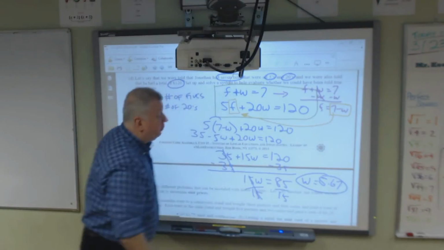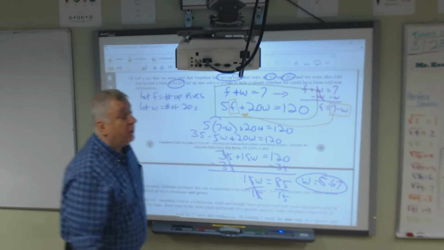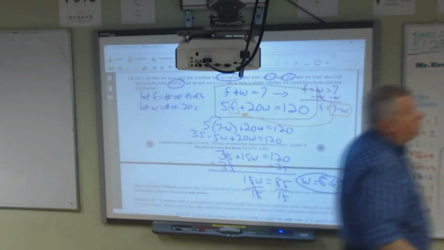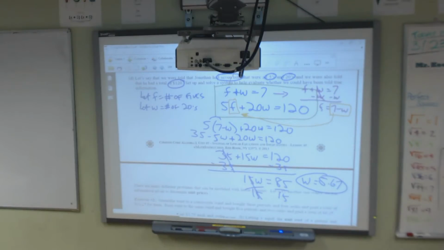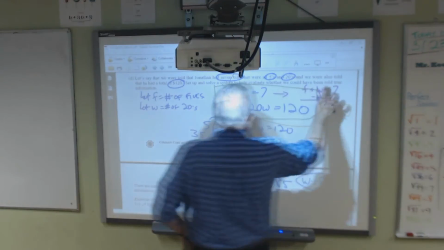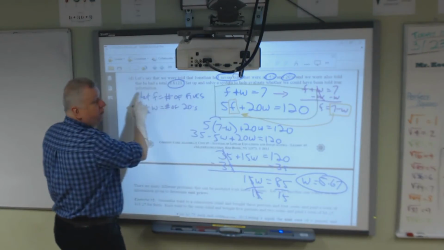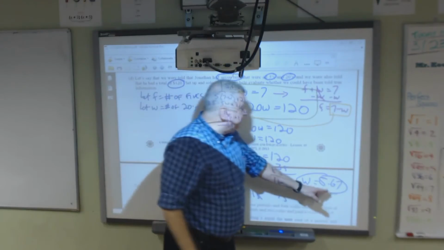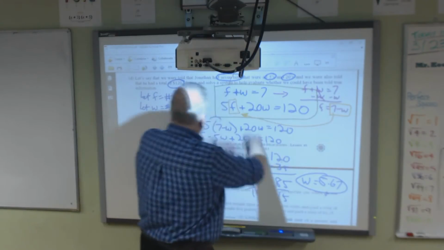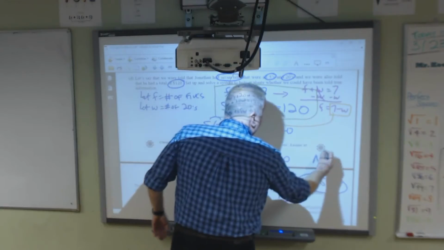Can you have 5 2/3 of a $20 bill? It's $5 bills and $20 bills. Can you have 5 2/3 $20 bills? No. So the question says to evaluate whether we could have been told true information. Once you get to there, you say, no, they screwed up. So you just say, no, it can't be true.